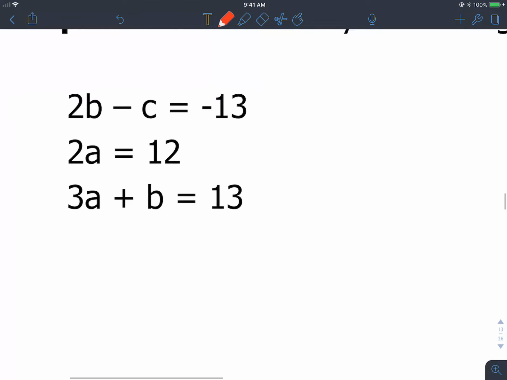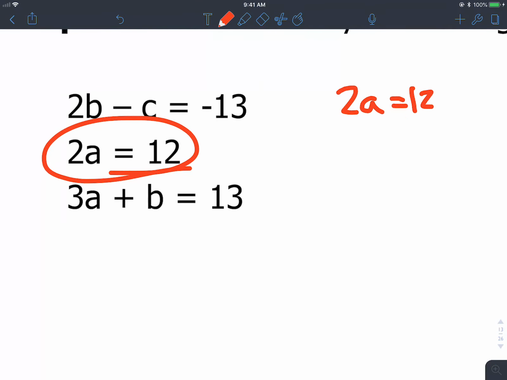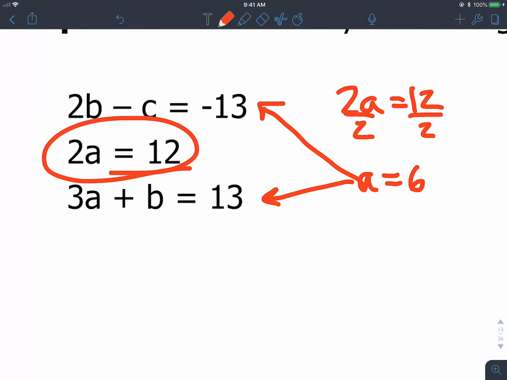So find the equation that has only one variable, that 2a equals 12 right there. And then we're going to solve for whatever a is. We'll do that by dividing by 2, and you get a is equal to 6. And now that we have a equals 6, we can go and use that in our other two equations here.